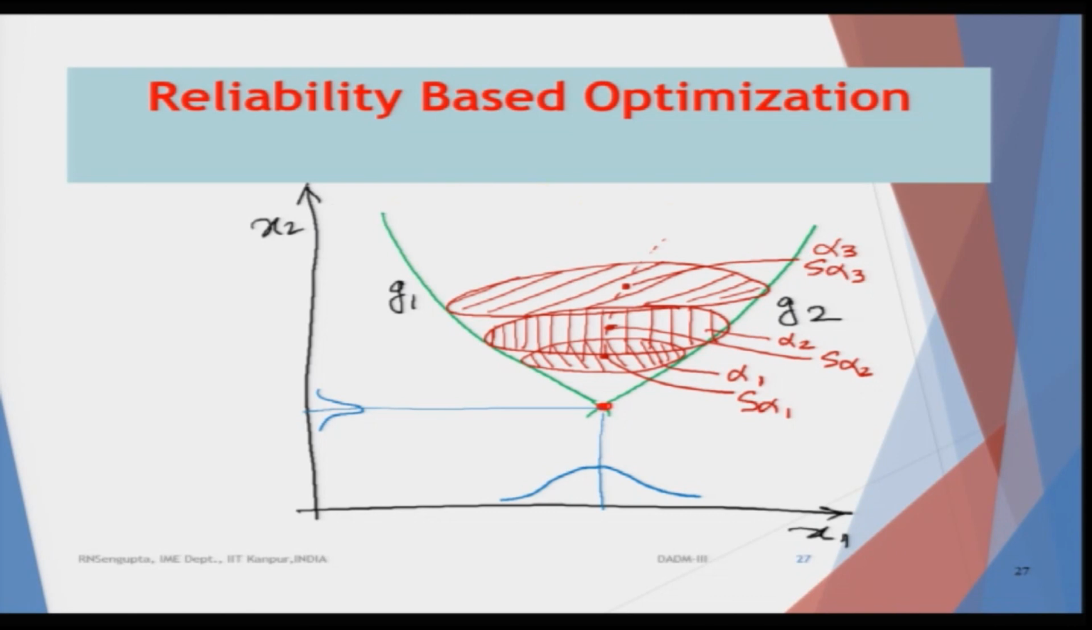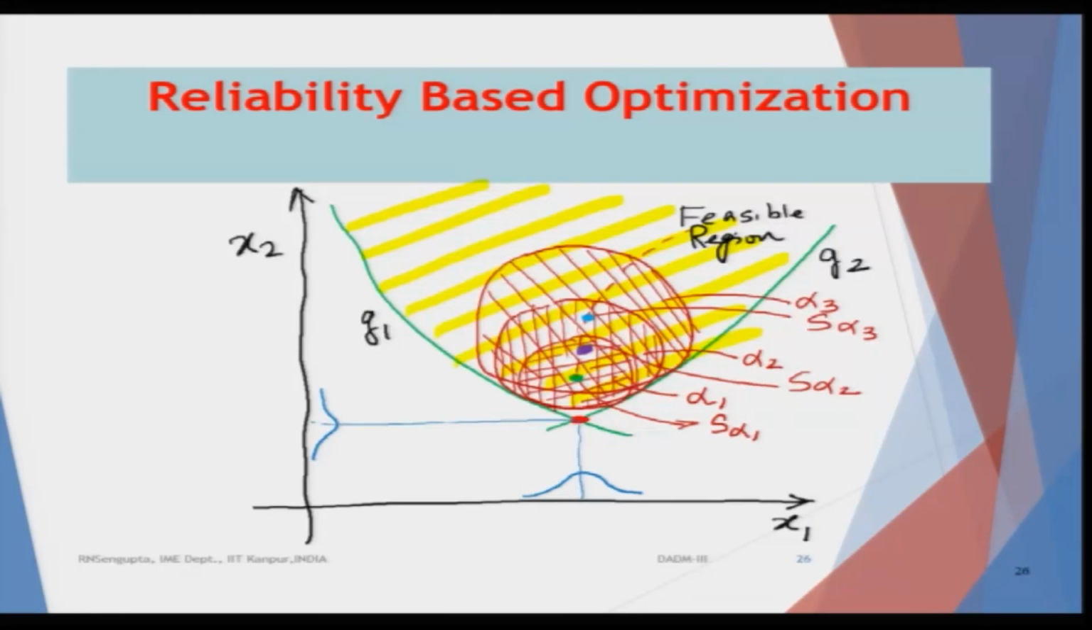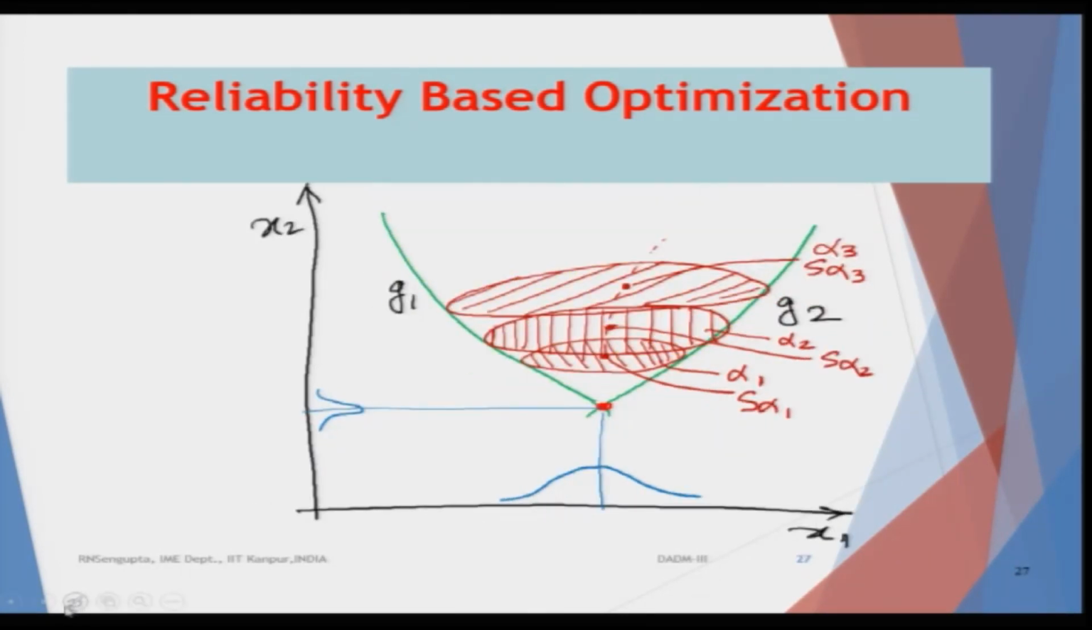The coloring which I did: blue, violet, green. So, this is alpha 3, this is alpha 2, the solution for alpha 2, and this is for alpha 1. And your feasible region would be this.